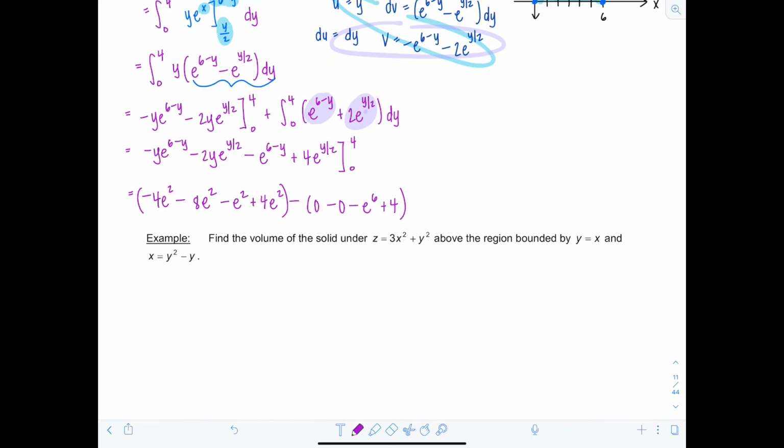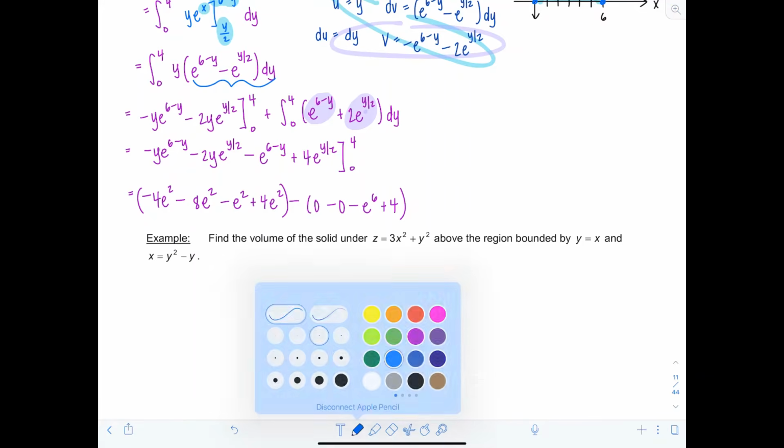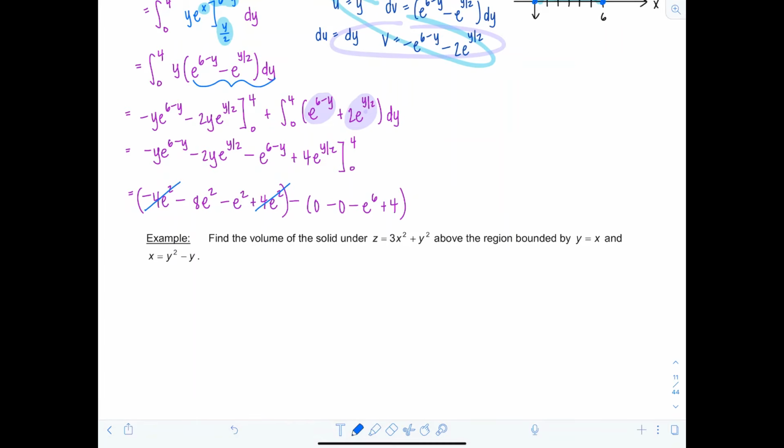All right, so let's see here what's going on. These will cancel out. I also have negative 9e squared. And then this is going to be a positive e to the 6th and a negative 4. So I'll put it in descending powers. So I'm left with positive e to the 6th minus 9e squared minus 4. Wow, wow, wow. Okay, good job.